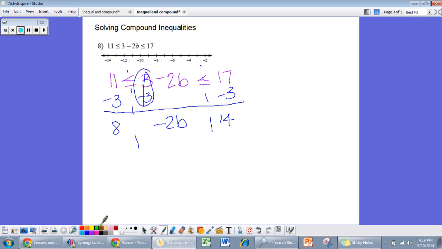For my last step, I want to isolate the variable b. It's being multiplied by the negative 2. The opposite is to divide. And I hope you're thinking that we are dividing by a negative number, so we have to flip our sign. So this is the direction of our sign now. When I rewrite it, it gets flipped because I've divided by a negative number.